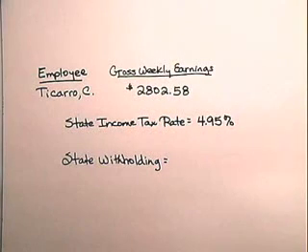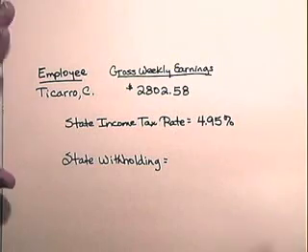$712.05. Now let's do an exercise in which we find state withholding tax. Our employee has gross weekly earnings of $2,802.58. The state income tax rate is 4.95%. So let's find the state withholding tax.